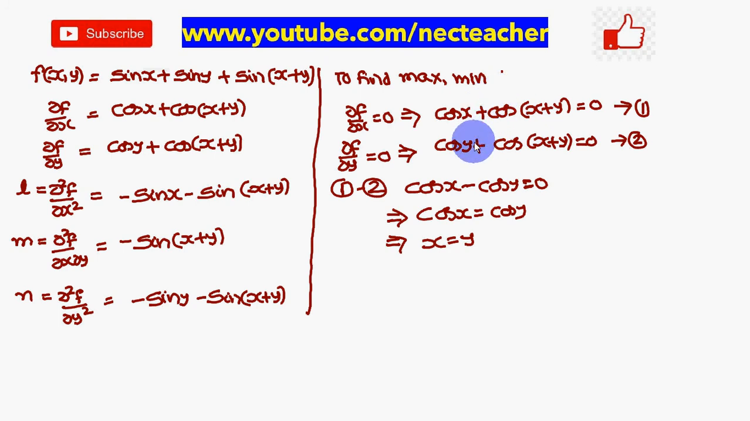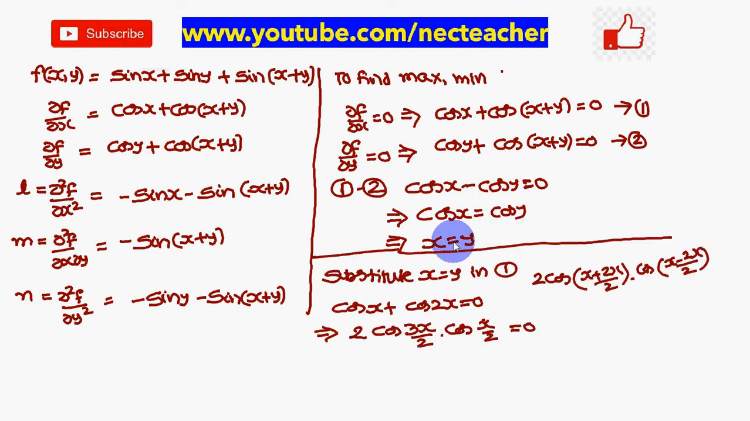Now equation 1 minus equation 2 means this cos(x plus y) and this cos(x plus y) will get cancelled. Therefore cos x minus cos y is equal to 0. Cos x is equal to cos y. When will it happen? x is equal to y. So substitute x is equal to y in equation 1. What happens? Cos x plus cos 2x is equal to 0.